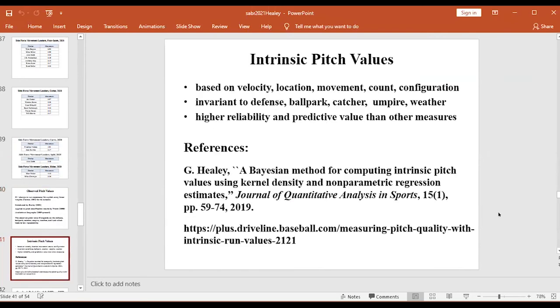The intrinsic pitch values are based on quantifying value in terms of several parameters: the velocity, location, movement, count, and the platoon configuration. And they're invariant to all of those sources of variability. And we've shown that intrinsic pitch values have a higher reliability and predicted value than other measures, including the observed pitch values. If you want to learn more, there's an article here you can go to. If you don't want to read an article, the Driveline guys have put together about a 20-minute video talking about intrinsic pitch values, so you can go watch their video.